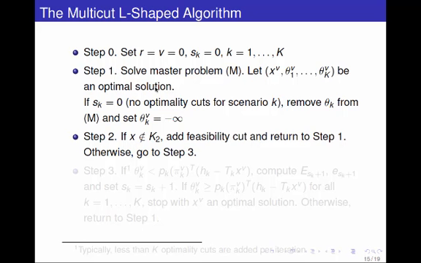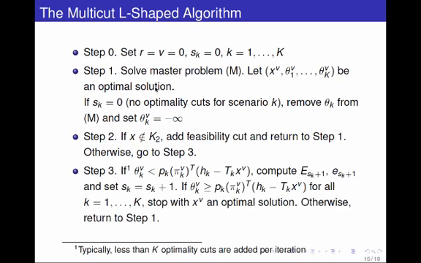Okay, then we check if we are second stage feasible. If we are for all scenarios, we jump to step three. And here's our optimality test. So here, instead of checking the entire value function, yes. If it's not feasible, we add only one feasibility cut. Yes, we have only one for each scenario. Do you remember? It's to answer your question. It's only one, coming from that specific scenario.